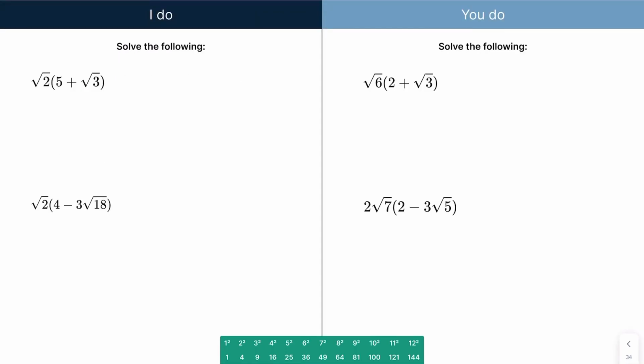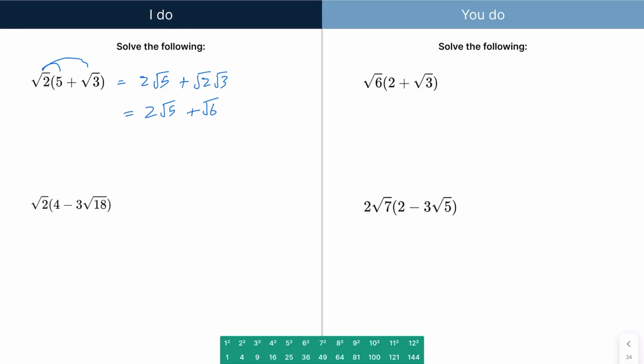And now we're looking at expanding single brackets. So the way you expand single brackets is you take the bit outside, you multiply it by the first term. So that gives me 2 root 5. And then multiply that by that term. And that gives me root 2 root 3. And then that becomes 2 root 5 plus root 6 if we tidy that up.